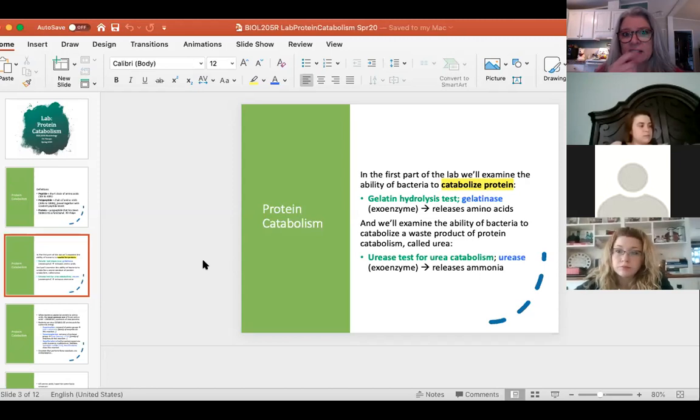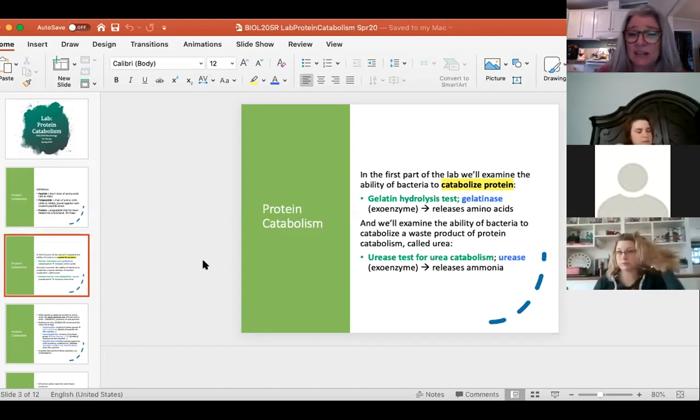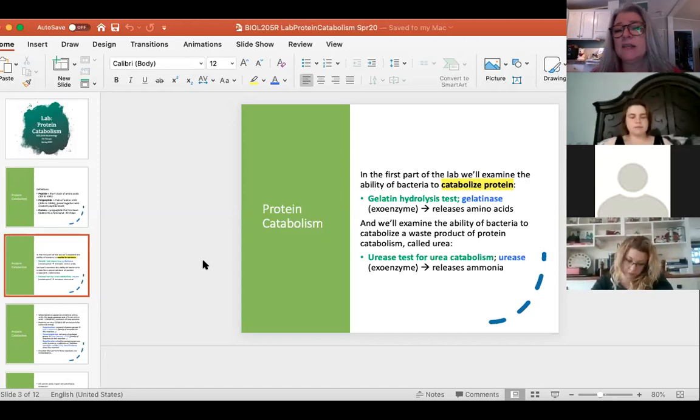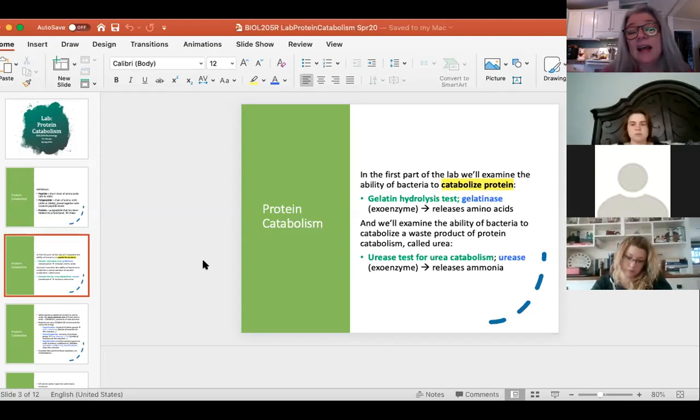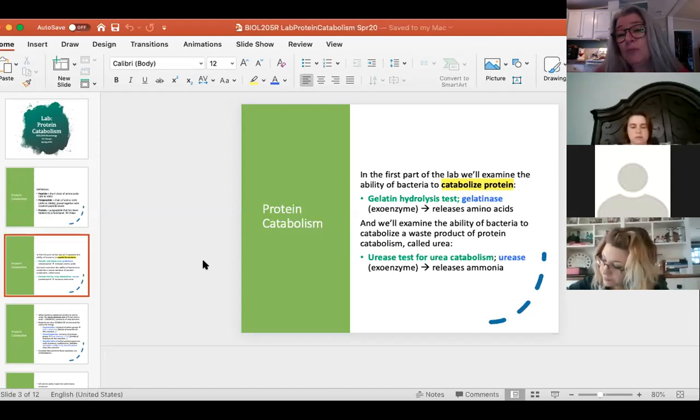So two tests that are looking at catabolism. One of them is to see whether or not the microbe can break down gelatin. And one of them is to see whether the microbe can break down this waste product called urea. And I will mention that while you and I might think of ammonia as just a nasty, smelly waste material, to a microbe, ammonia is a nitrogen source. So to a microbe, ammonia would be a useful molecule, and it makes sense that a microbe would want to break down urea.